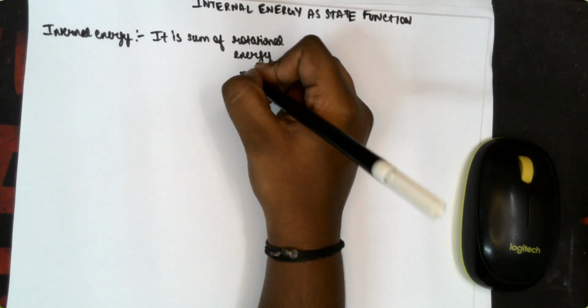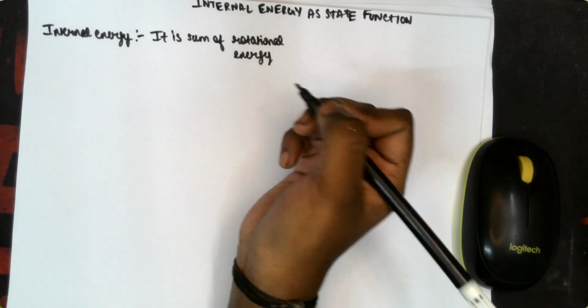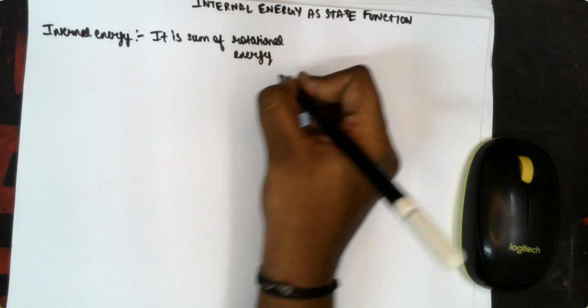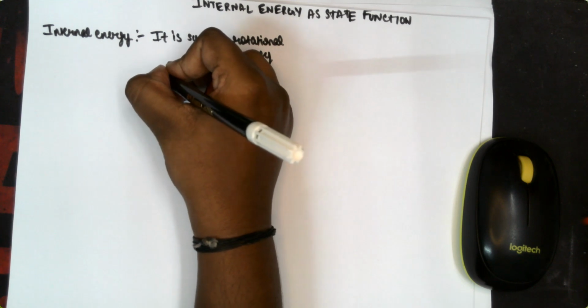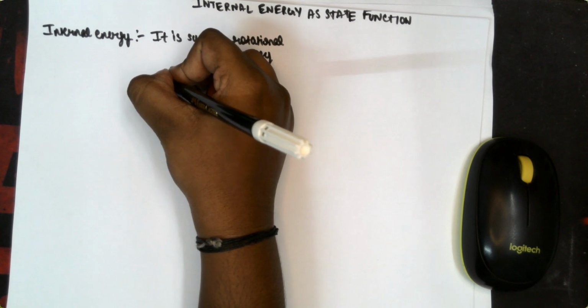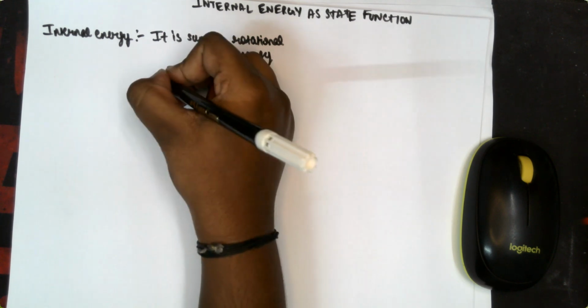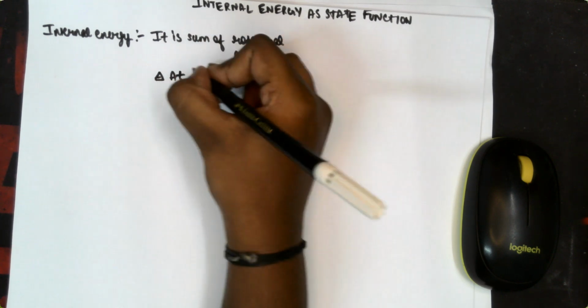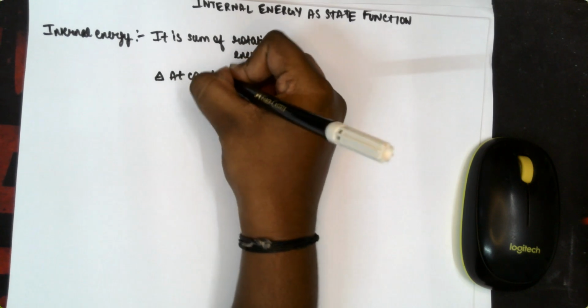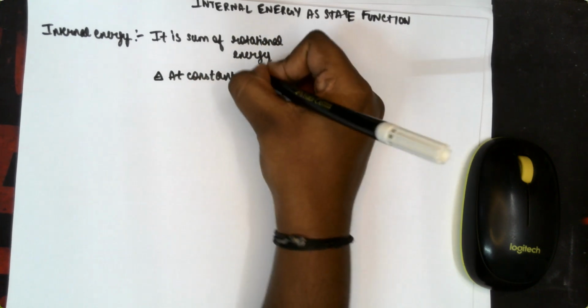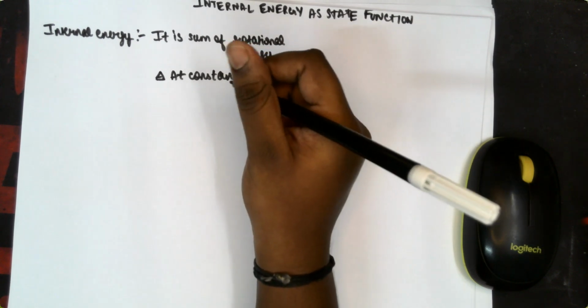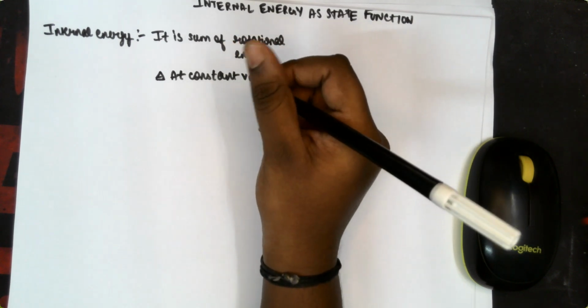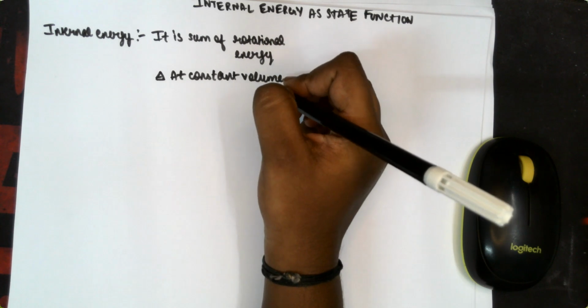This internal energy, as I already mentioned, is a function of temperature and volume. That is, this internal energy change takes place at constant volume. If it is a chemical reaction, it is the heat exchange that takes place during the chemical reaction at constant volume. That is internal energy change.